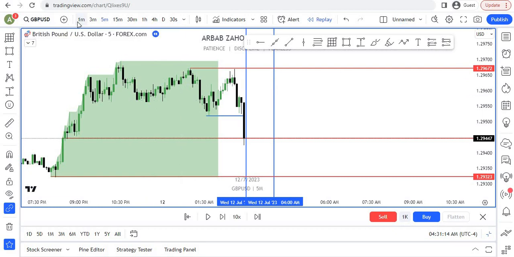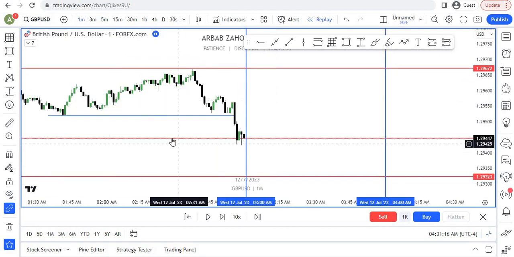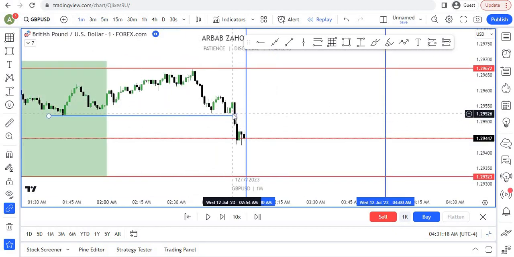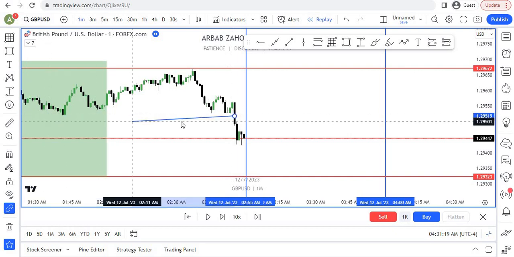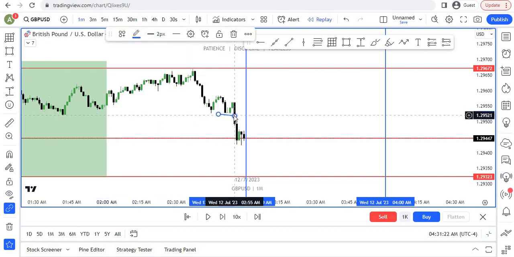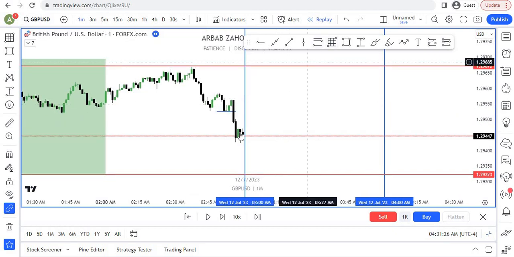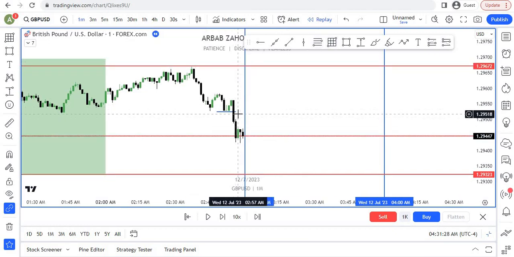Okay, so I shifted to the 1 minute time frame, and I found here a valid swing structure with displacement, and I put a sell limit here. If it fills in this time, I will not take entry, but if it's not filled by 3 a.m.